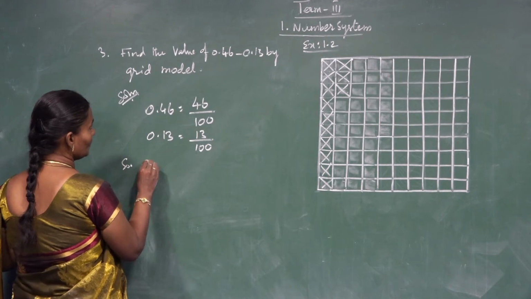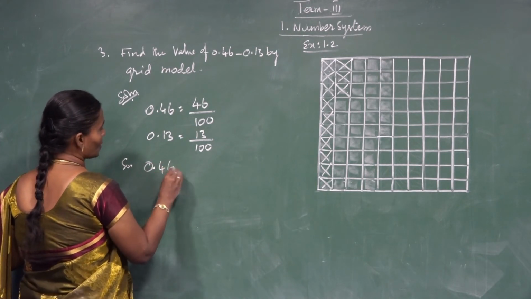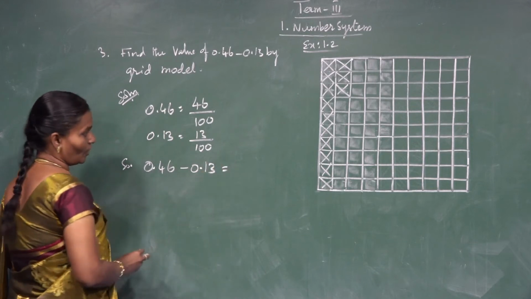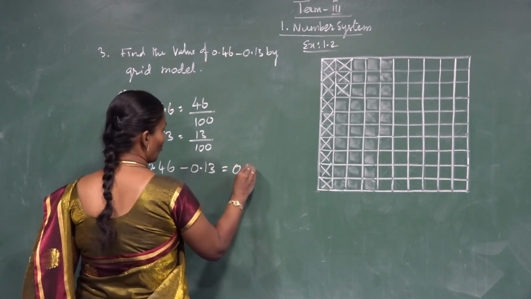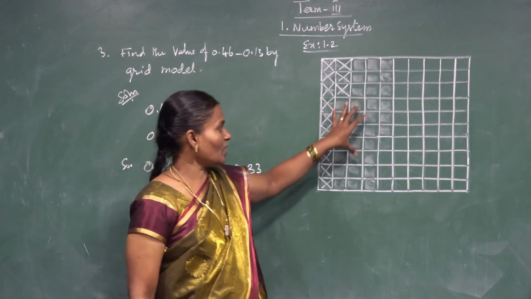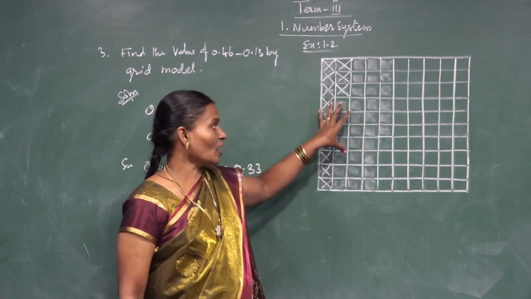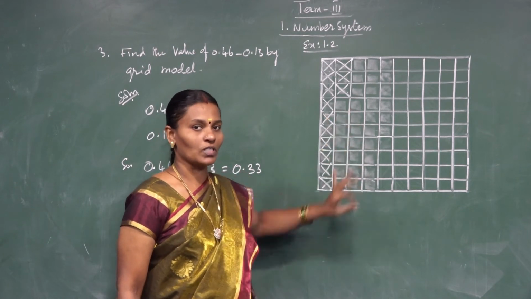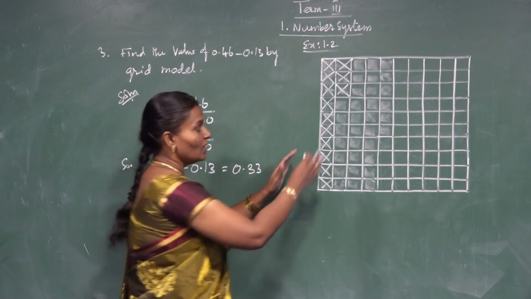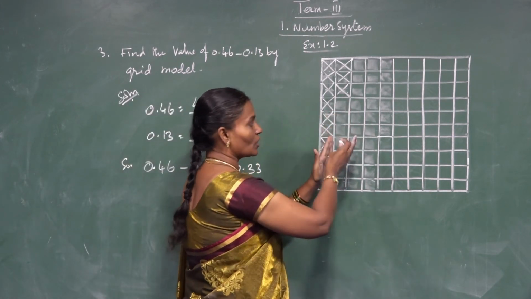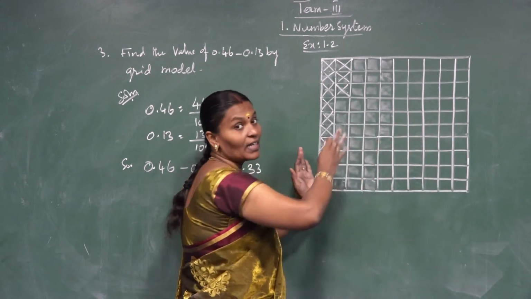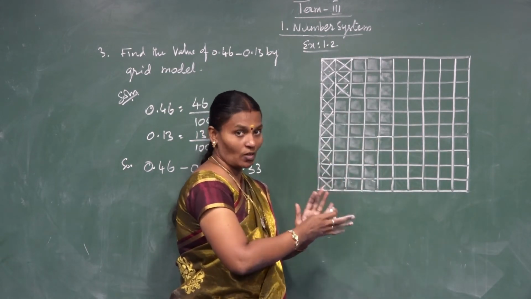0.46 minus 0.13, that is equal to, so how much? 0.33. Okay, so totally how many boxes remaining? Without cross, 33 shaded boxes. So that is 0.33. So that means 33 shaded boxes are remaining. Out of 100, 33 shaded boxes are remaining.